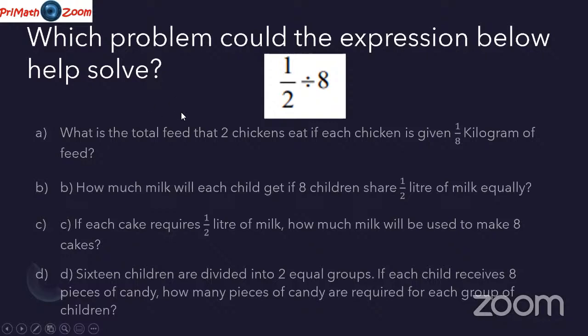King says no, it's not matching the expression. So what is the question asking? And Audrey is agreeing as well. What is the total feed that 2 chickens eat if each chicken is given 1/8 kilogram of feed? What is the question asking?